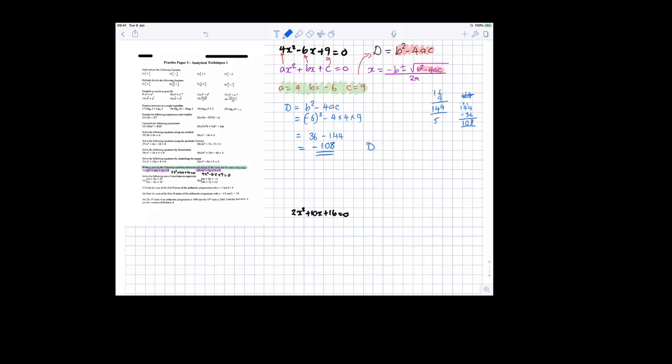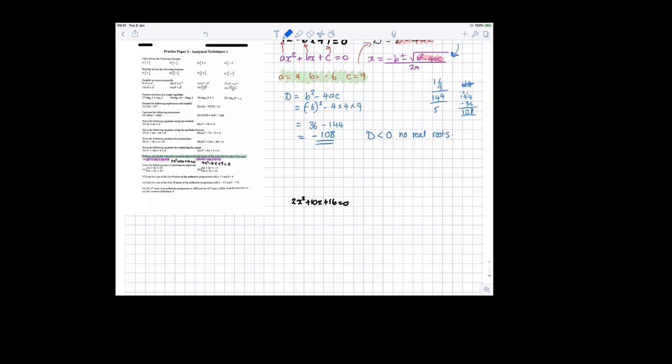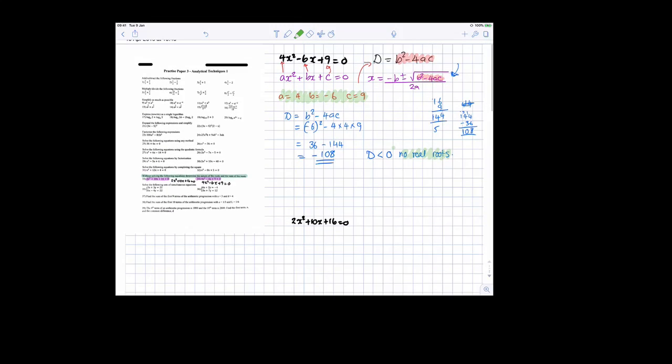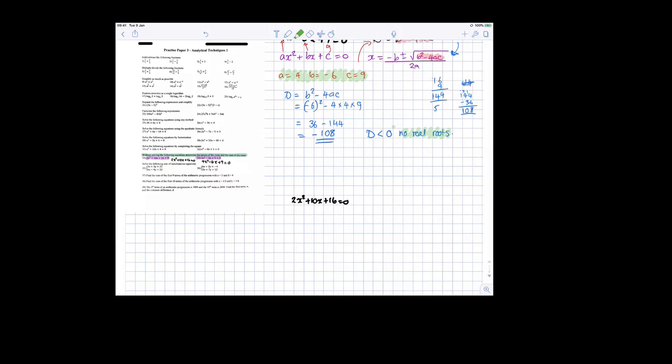So if D is negative, or if D is less than 0, then there are no real roots, because you cannot get the square root of a negative number, at least at this stage. At this stage you say there are no real roots there. So the roots are there, but they are not real. The roots are imaginary, so they are not real. So that is D.